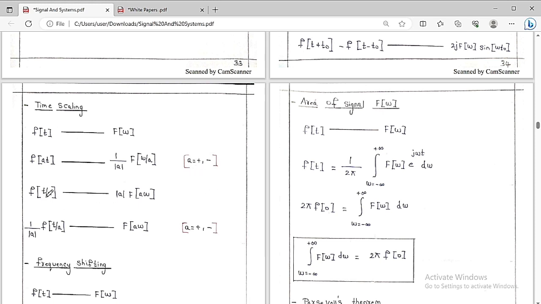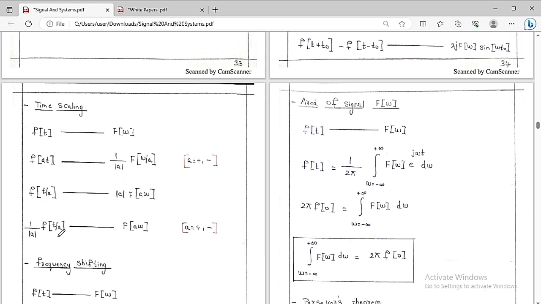Suppose f of t by a. Replace a, substitute 1 by a, then what are you going to get? We are going to get mod a into f of a into omega. So I want you to remember only the first one. a can be positive or negative, greater than 0 or less than 0. We can substitute any value of a. If you remember this one, you don't have to remember the other.